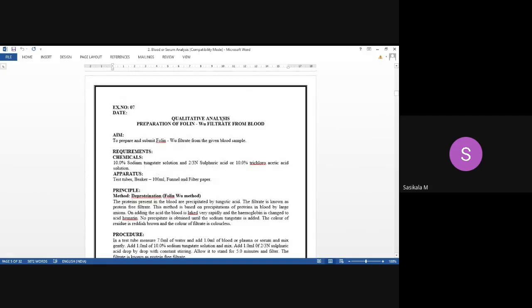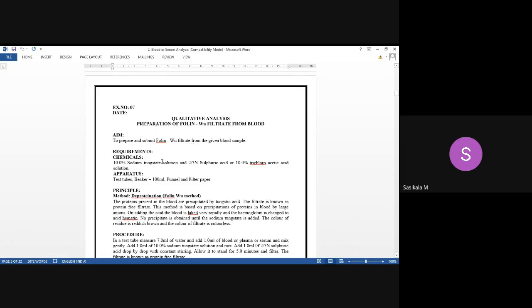Folin tungstate filtrate is known as protein-free filtrate, which we'll discuss now. From the next class, we'll be seeing how biomolecules are estimated quantitatively from blood samples. Now let's see what qualitative analysis is and how we prepare Folin tungstate filtrate. It comes under only preparation, knowing how to prepare protein free filtrate, so it is a minor experiment and considered qualitative analysis. The aim is to prepare and submit Folin tungstate filtrate from the given blood sample.